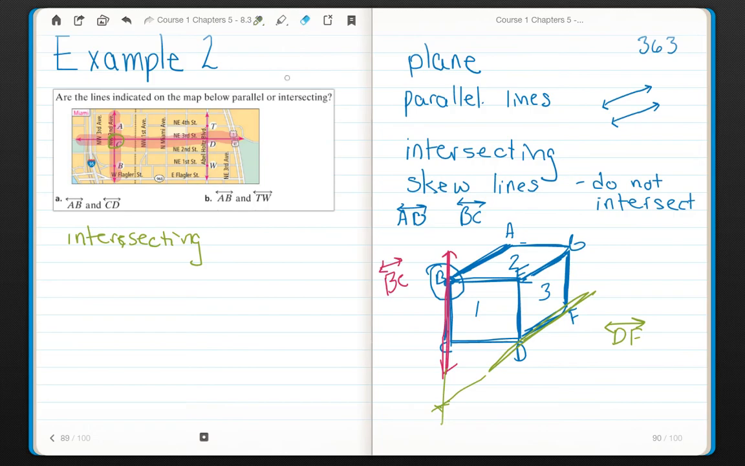Now, line AB and line TW, those are parallel. Okay, those two lines will never intersect. They are parallel. All right, that's it for your examples.